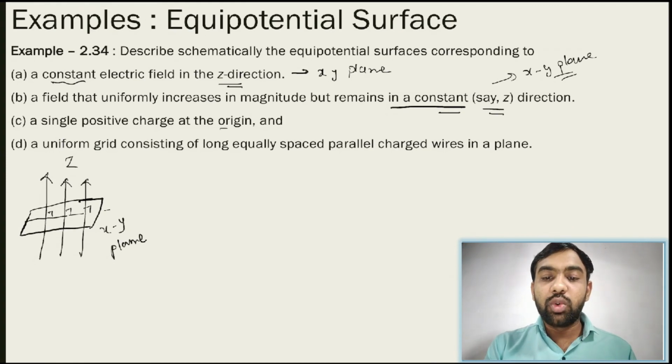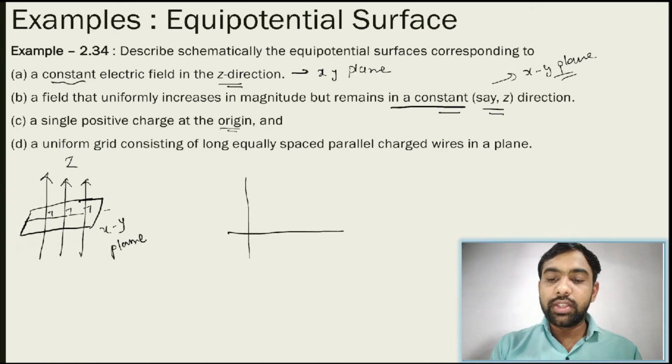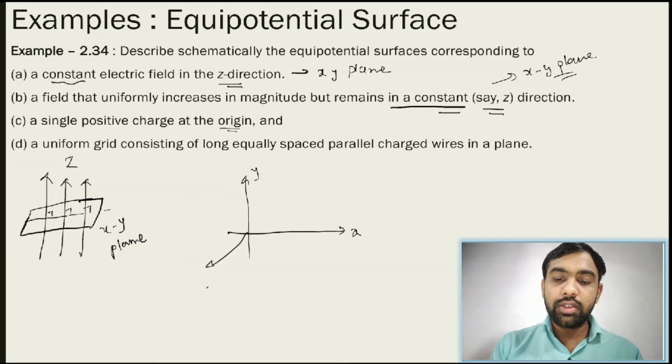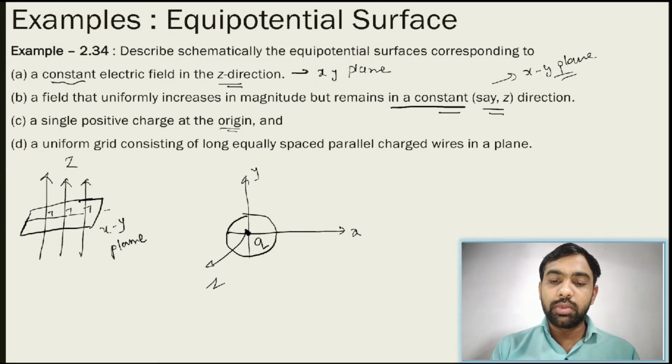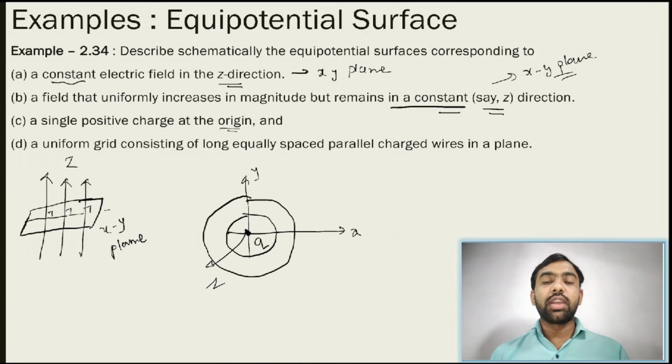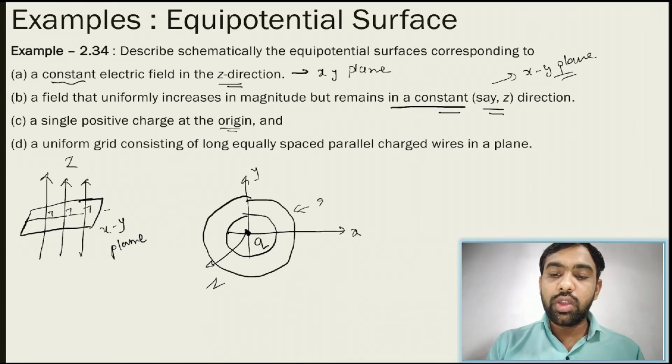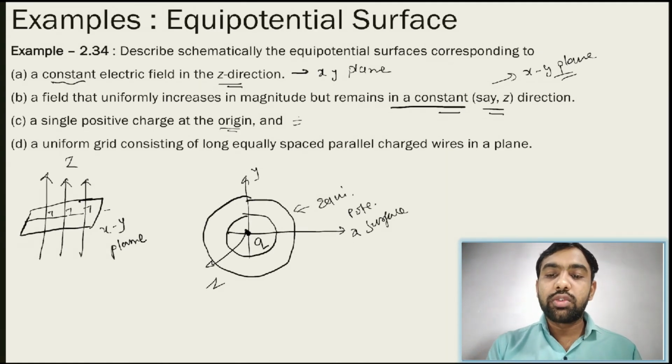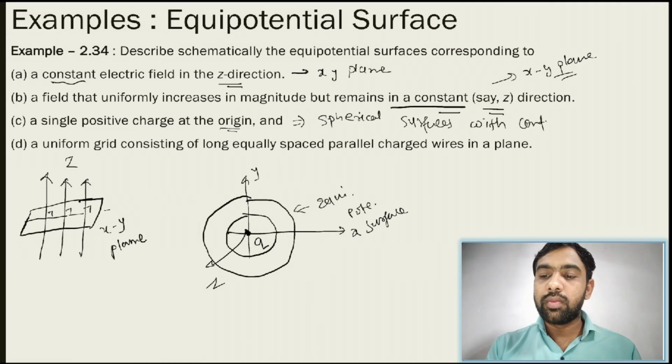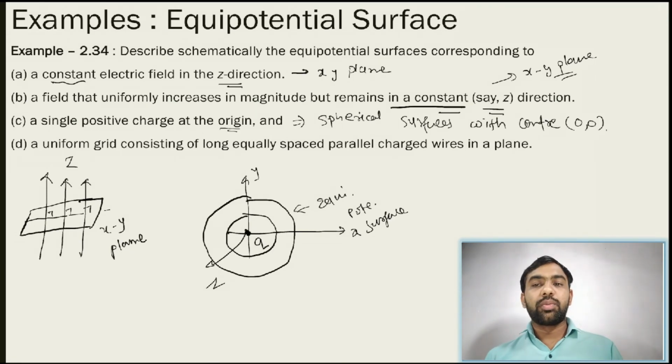और single positive charge at origin, तो फिर आप ओरिजिन ले लो x, y, z, यहाँ पे आपने Q रखा, तो फिर इसको सेंटर मान के कोई भी स्फेरिकल सरफेस बनाओ. So what is this? Equipotential surface. So that is an equipotential surface. So here the spherical surfaces with center at origin, सेंटर 0 लेकर कोई भी स्फेरिकल सरफेस बनाओ तो क्या होगा, इक्विपोटेंशियल सरफेस.